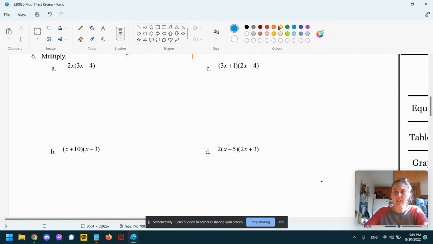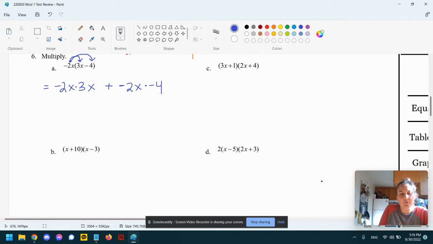All right, now it's time for distribution. To distribute, let's change colors. Okay. When we've got one term on the outside of parentheses with a couple terms in it, we just want to multiply this term times every single other term. So first we've got negative 2x times 3x, and then we add negative 2x times negative 4. Alternatively, you can write this as minus, because there's a minus in the middle, negative 2x times regular 4, positive 4.